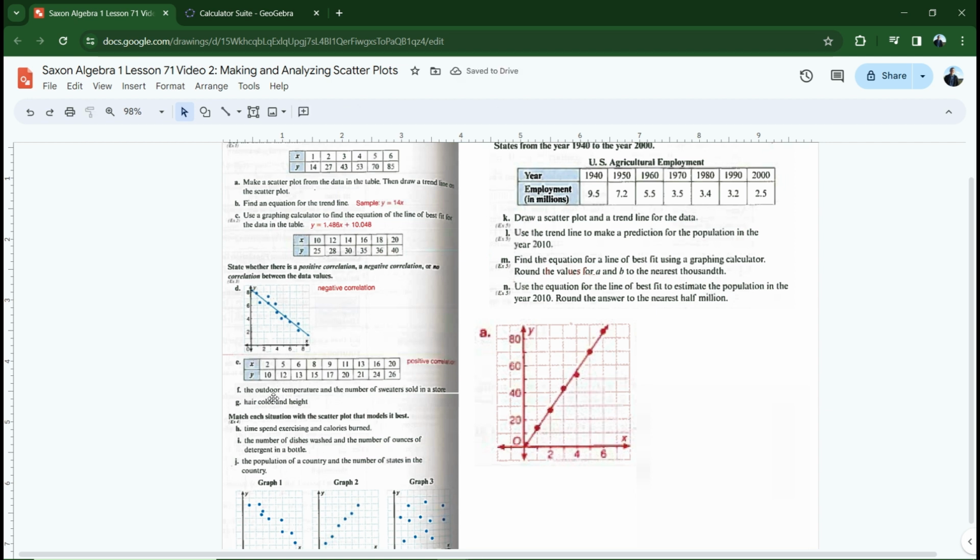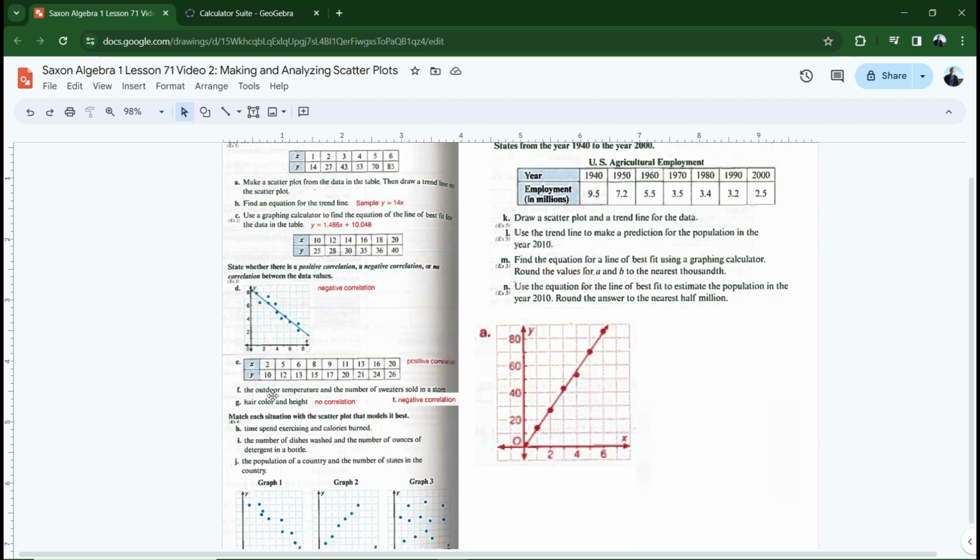Now let's look at F, the outdoor temperature and the number of sweaters sold in a store. If the outdoor temperature goes down, the number of sweaters sold is going to go up. One goes down, one goes up. That's negative correlation. And then finally, hair color and length. Do people with different colored hair automatically, because of their hair color, have longer or shorter hair? That's going to be no correlation. There it is. Because they're not related to each other.